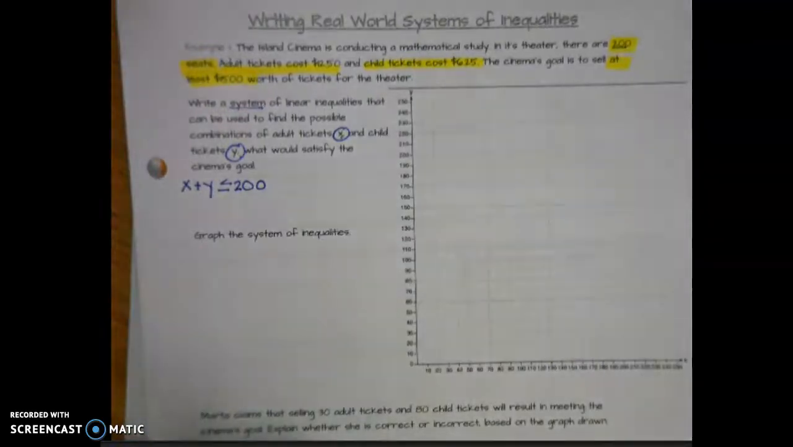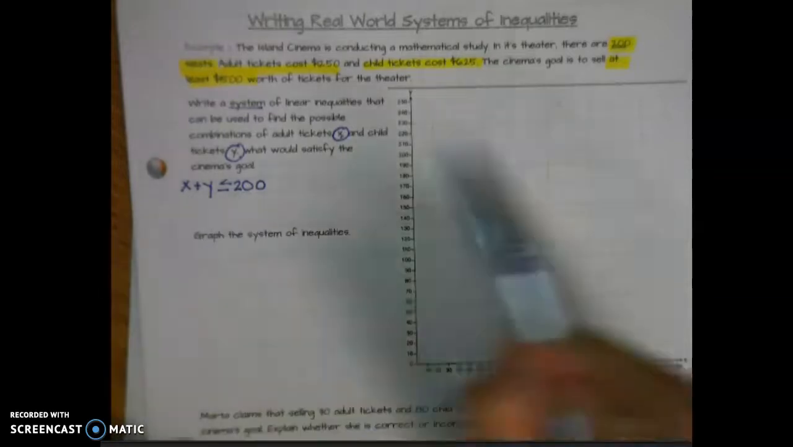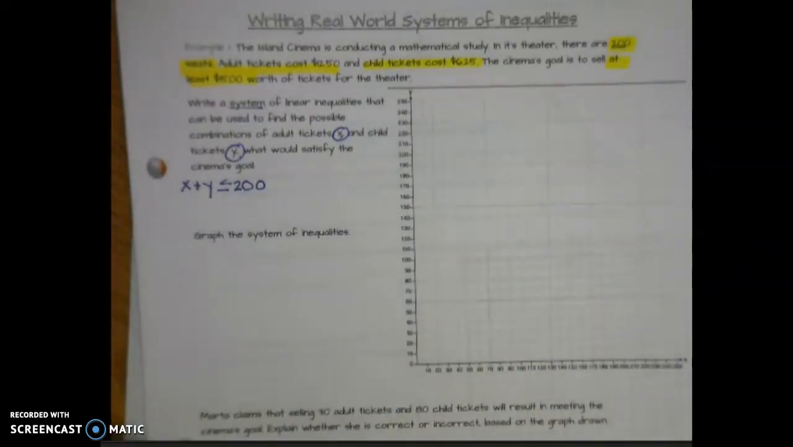A lot of times one of the inequalities is going to be X plus Y and then your total. Now your second inequality is going to have to do with the cost of each type of ticket.